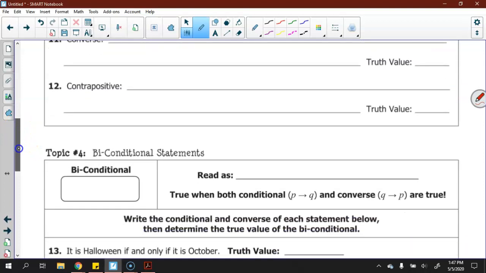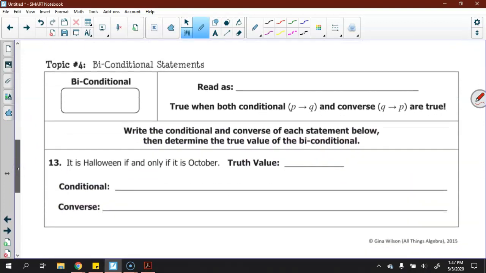All right. Biconditional statements. This is going to be written as P double arrows Q, and it's read as P if and only if Q.